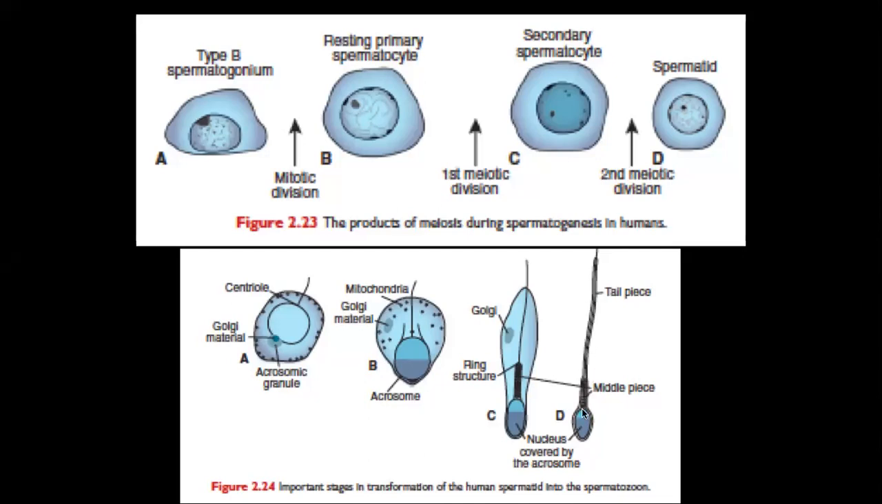Now this is called a sperm or spermatozoa. The process from spermatid to spermatozoa is called spermiogenesis. Is everyone clear with this?